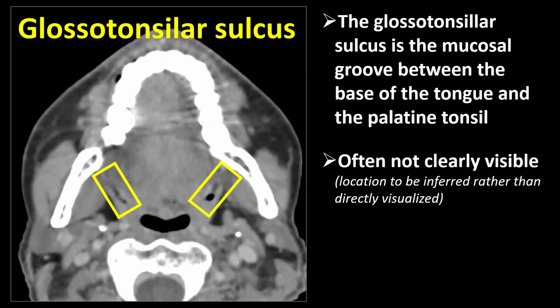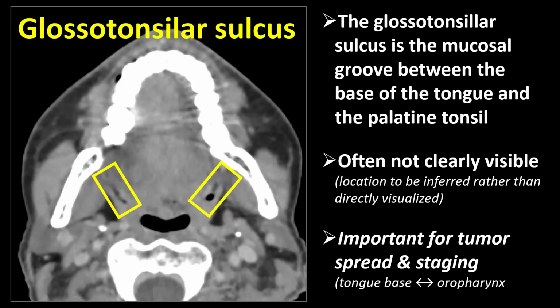So why is it important? Why am I showing this to you? Well, because it's important to understand tumor spread, because by way of this sulcus, a tumor can extend from the oropharynx to the base of the tongue, because it's a mucosal groove connecting these two structures, or it can spread from the base of the tongue to the oropharynx. And this is important for tumor staging because an oral cavity tumor or an oropharyngeal tumor can have different prognosis and treatment strategies. So that's why I'm illustrating it. That's why I believe you should know there is a thing called the glossotonsillar sulcus.